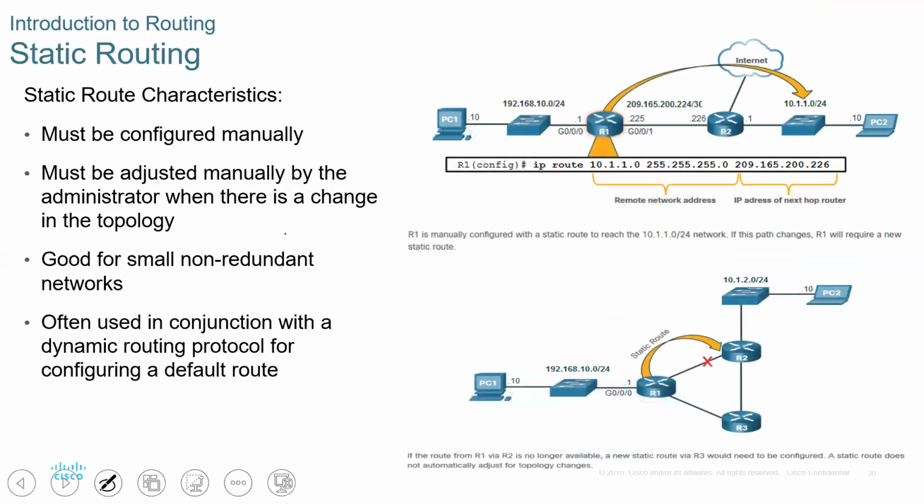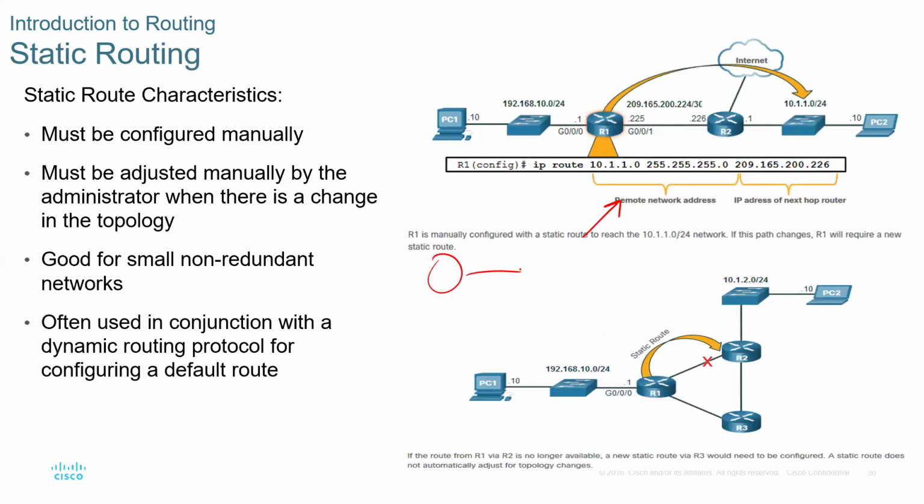Static route characteristics: they must be configured manually. So we have static, we have dynamic. Static must be adjusted manually. Good for small networks, often in conjunction with a dynamic protocol. So this is the command used for static routes: ip route. This is in the example I was explaining.